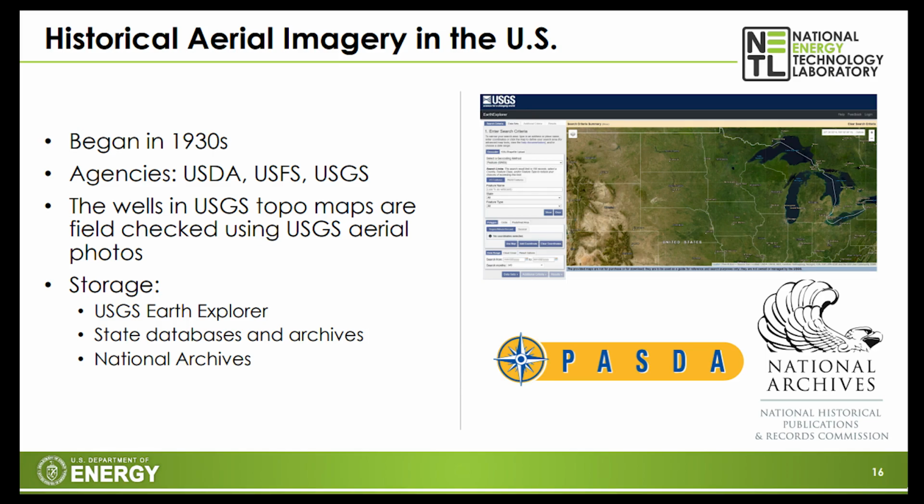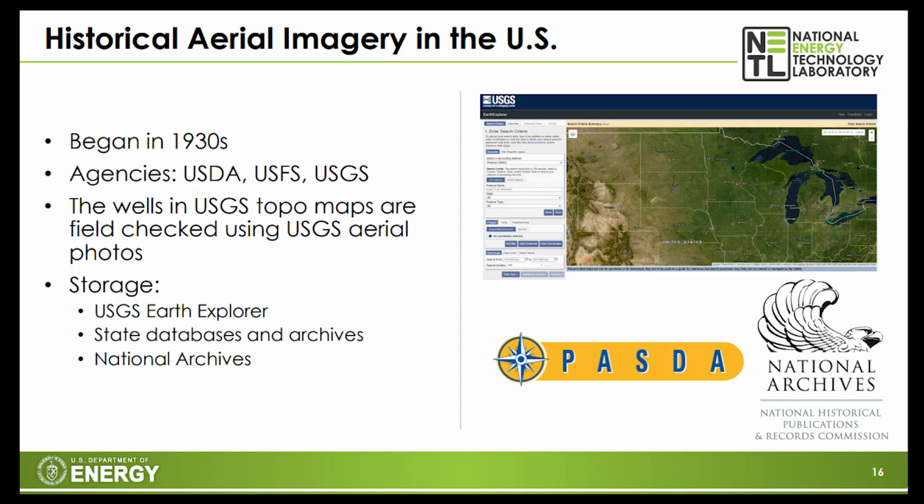Before I jump deeply into historical aerial photos and georeferencing, I'm going to start with the history of the aerial imagery program in the United States. It actually began as far back as the 1930s, maybe the 1920s as well, and it was mainly carried out by three agencies: Farm Services, Forest Service, and Geological Survey. As I said, the USGS topo maps were field verified by the USGS, with photos taken by USGS in the 1950s.